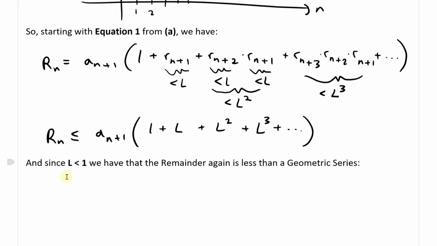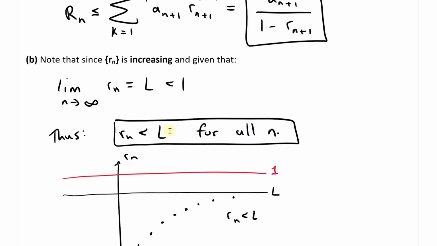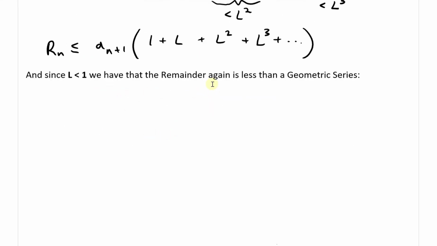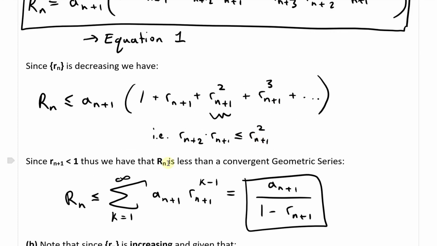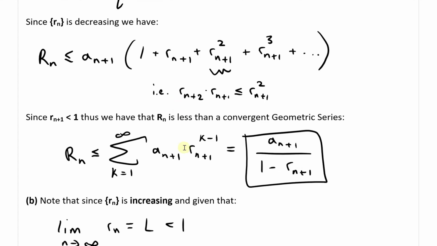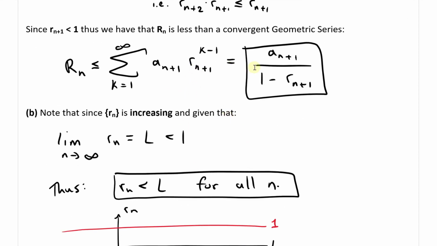And since L is less than 1, which is what we were given, the remainder is less than a geometric series. Remember, in the geometric series initially we had R, but now we're going to have it as L. And this is going to be an plus 1 divided by 1 minus L.